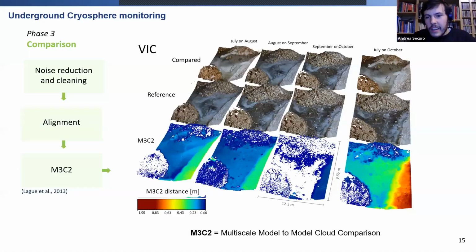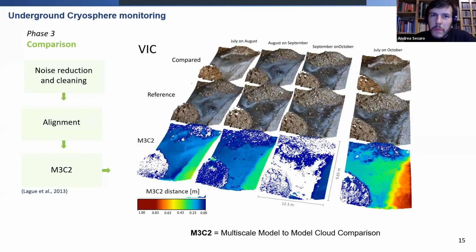All right, so then we go to the third phase, that is the comparison. Of course, every cloud needs a little bit of treatment, so noise reduction, cleaning, and stuff like that. But we used a very powerful open source software, CloudCompare. I'm sure many of you have heard of it. The alignment and the comparison are also performed in CloudCompare. The alignment is done manually, unfortunately.